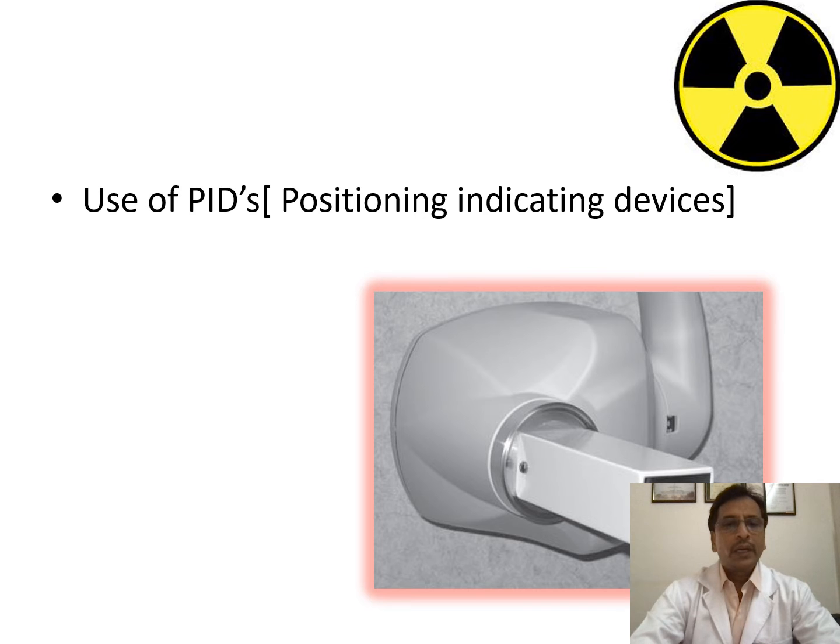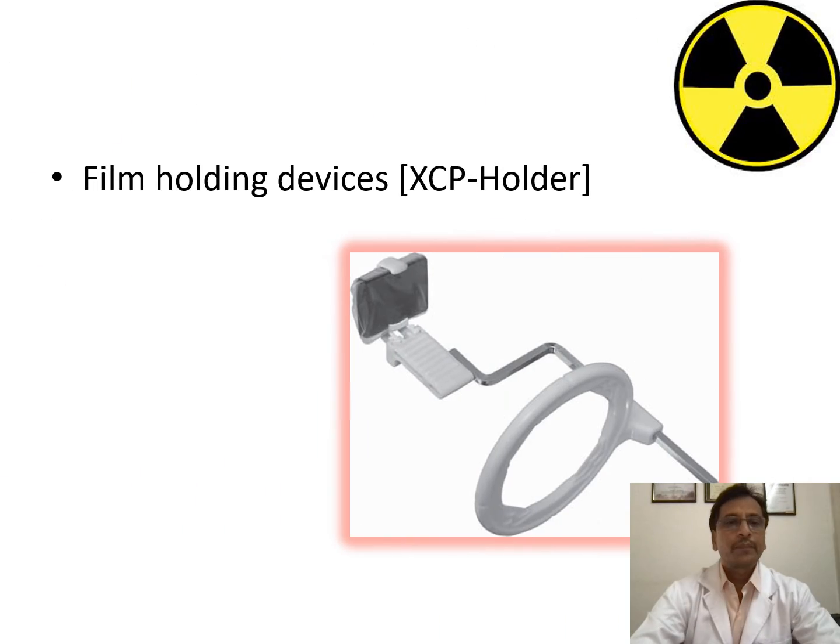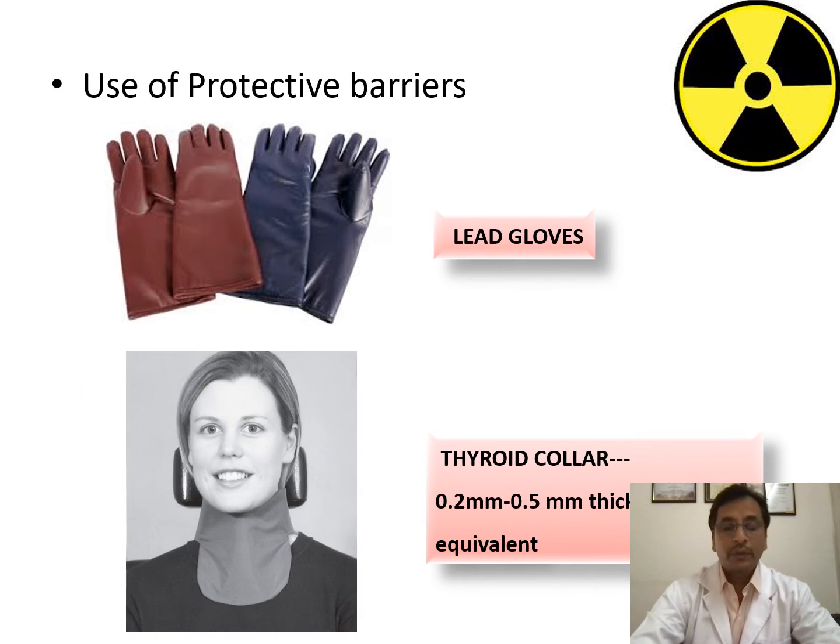Now, use of position indicating devices is also recommended as far as radiation protection is concerned. Film holding devices drastically help us to improve the quality of the image as well as reduce the problem of angulation defects in the resultant radiograph, thereby reducing the repetition of the radiograph.